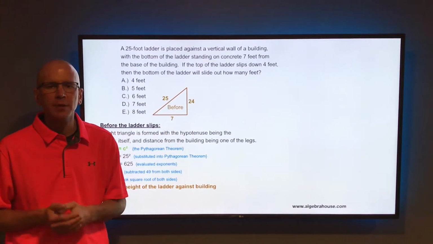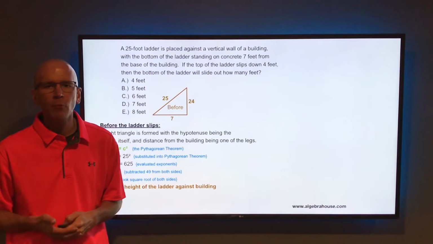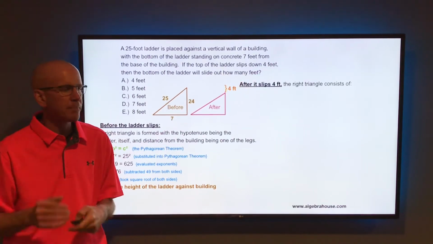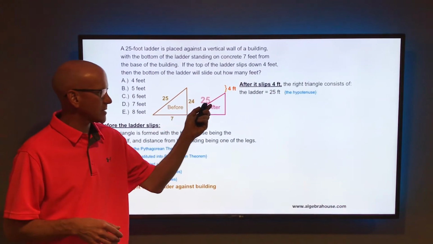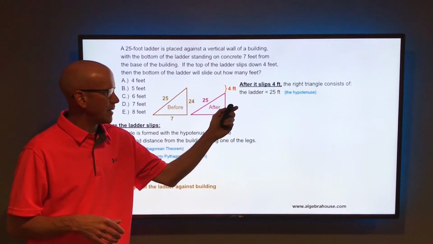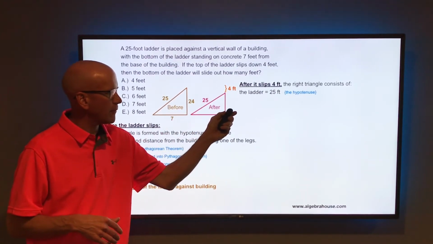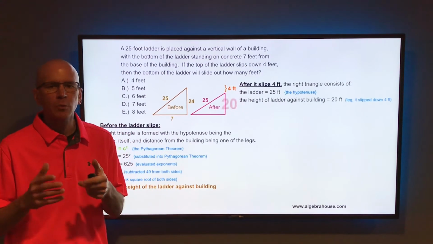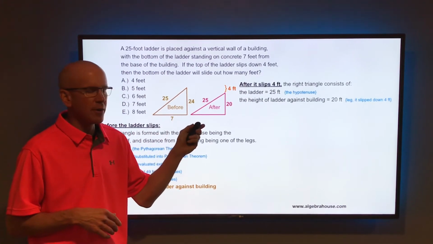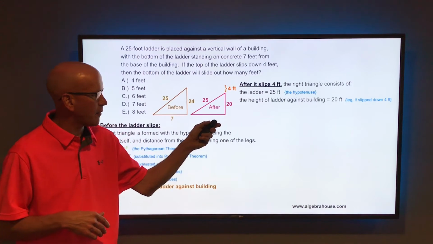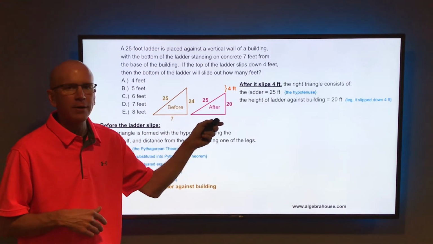That's before the slip. Now it did slip down 4 feet. So after the slip, the length of the ladder doesn't change. That's still 25. But the height up the building changes. It went from 24 feet, slipped down 4 feet. So the height up the building is 20 feet. So we can use the Pythagorean theorem again to find out how far away from the building that ladder is.